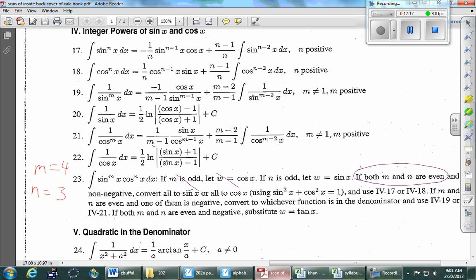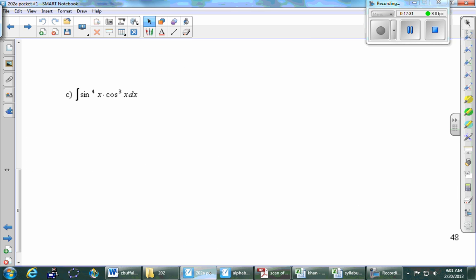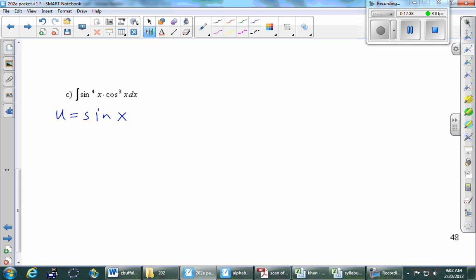So if n is odd, this is a u substitution. We'll use u. So apparently we're supposed to let u equal sine of x. Okay, so let's try that. U equals sine of x is the only help we're going to get. All right, so we'll come back here. U substitution, we let u equal sine of x. So the next line is to do what? Du. So what is du? Cosine x dx.